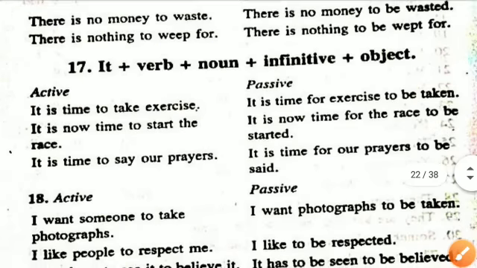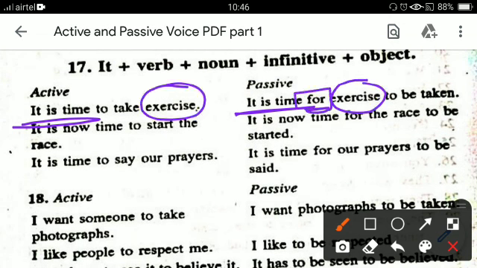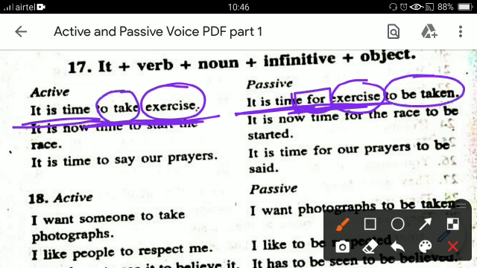So how is it made into passive voice? It is time will be written the same. Then what will happen? This object will be taken with for. It is time to take exercise will become it is time for exercise. Then to take becomes to be taken. This rule remains the same here also. If there is an infinitive, meaning to do, to play, to love, it will become to be done, to be played, to be loved.